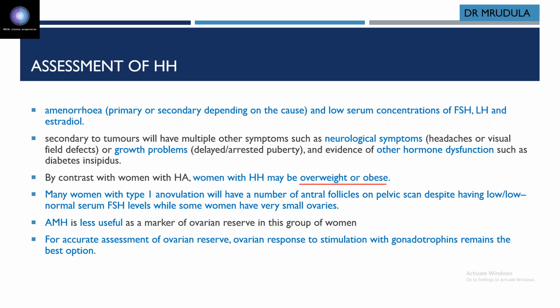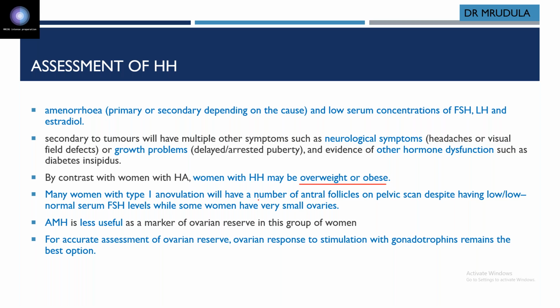By contrast with hypothalamic amenorrhea, these hypo patients can be overweight or obese. Hypothalamic amenorrhea we will come to later on, and at that time you will understand. But these patients are overweight or obese. Now on ultrasound, the ovaries might be very small because of very low levels of FSH and LH, or sometimes a large number of antral follicles will be seen, which is called multicystic ovaries.